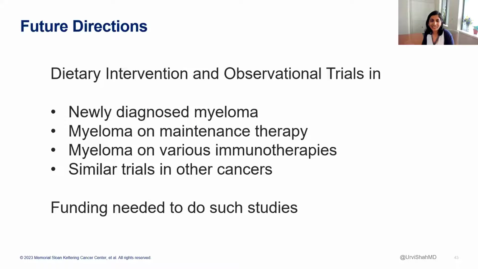So with that, the things we'd like to do is we'd like to do more such trials. Of course, funding is always the challenge, and that's what slows us down in being able to do it. But we'd like to do trials in myeloma, in other blood cancers, in different settings. But at this point, these are the studies we are doing.